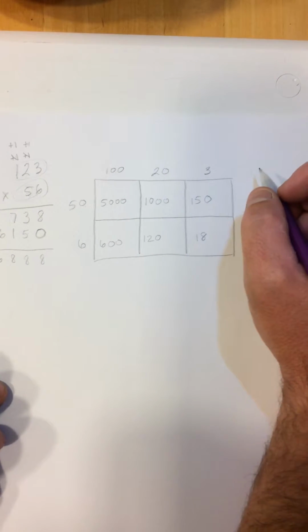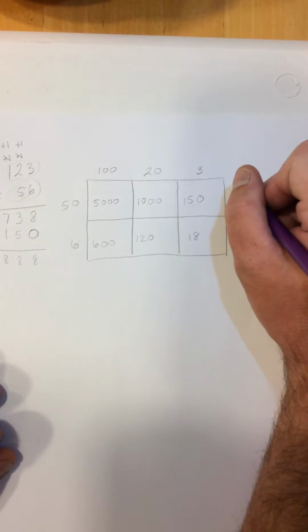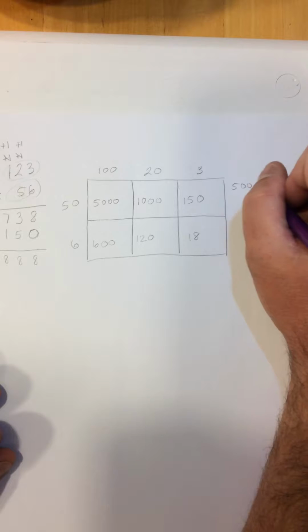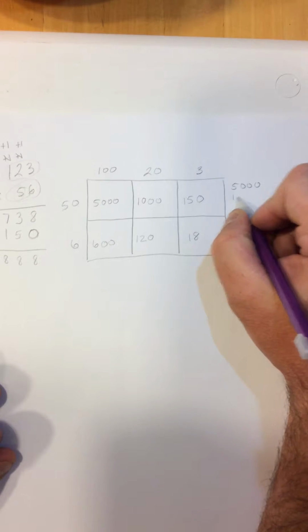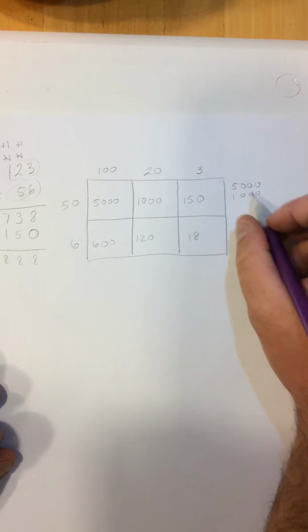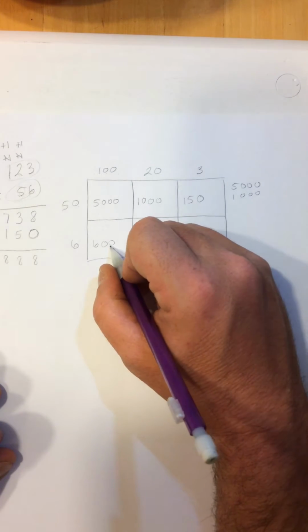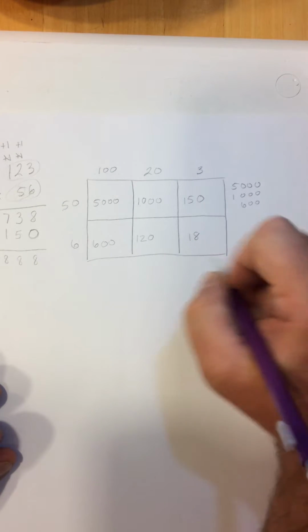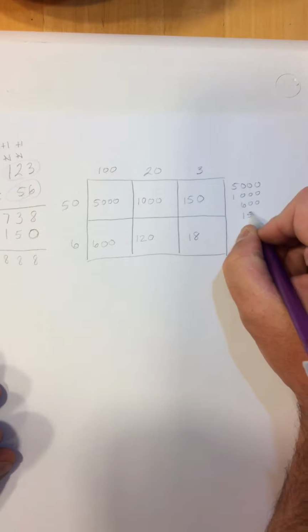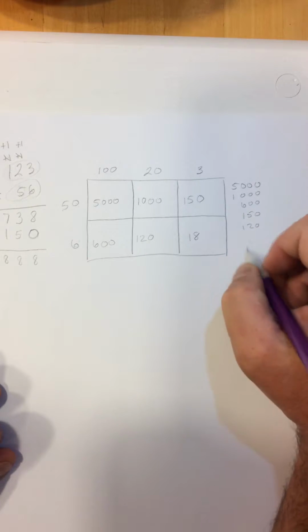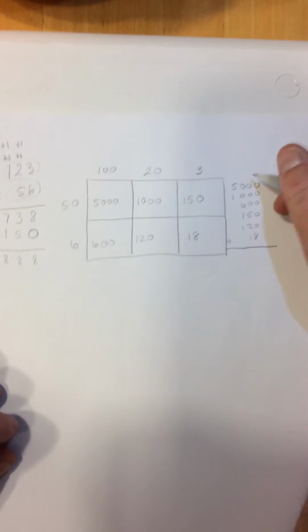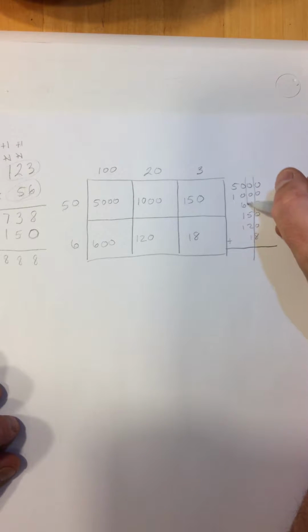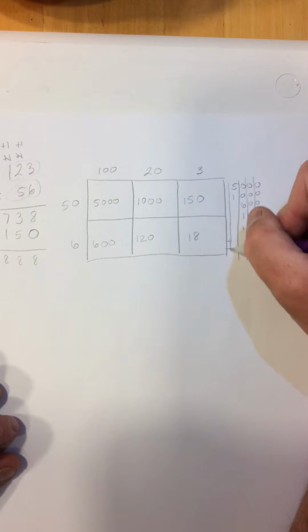I'm going to add them up. And once again, we're going to make sure, because it's very, very important, that we're neat. I'm going to start with my largest number, which is 5,000. My second largest number is going to be 1,000. And I'm going to make sure that these all stay in line. My next largest number is going to be 600. Then I'm going to have 150, 120, and finally 18. Now, as you can see, these are all lined up as neatly as I can possibly make them. And if it helps, you can even draw little lines running through there so that you can identify what goes to what place value.